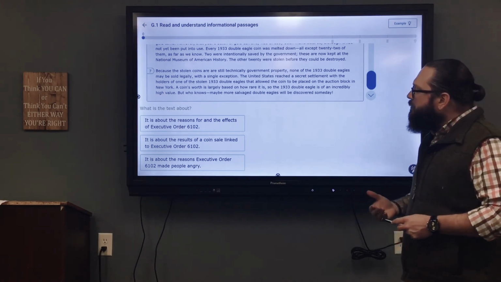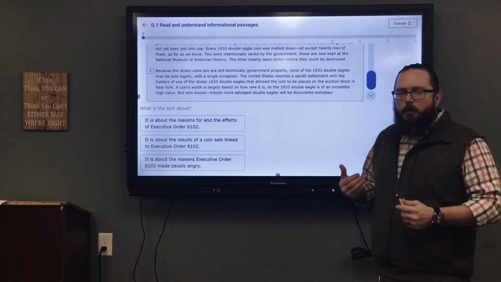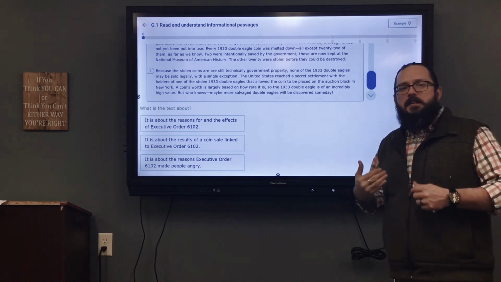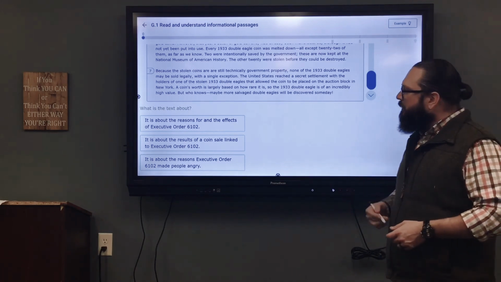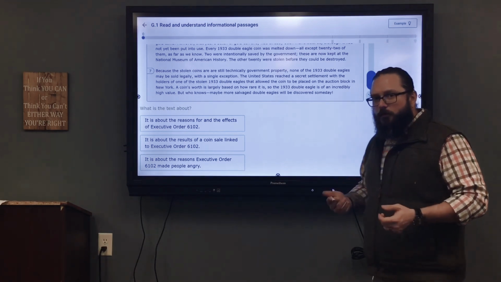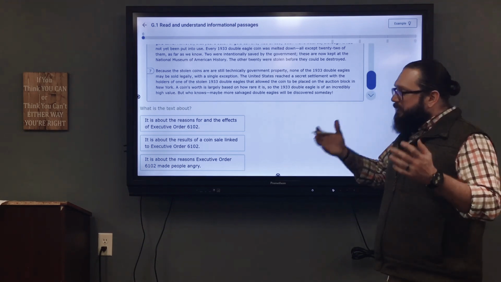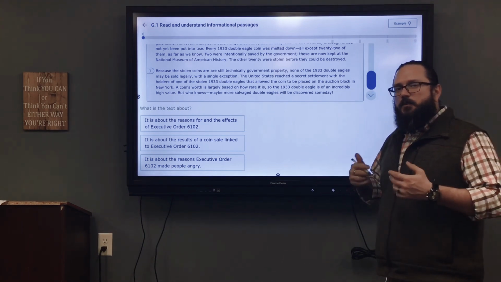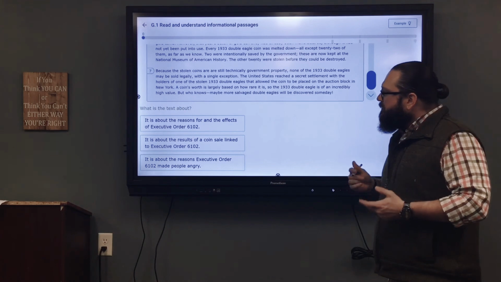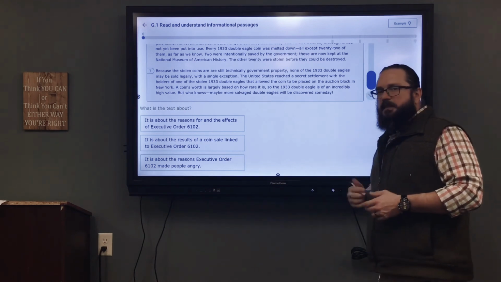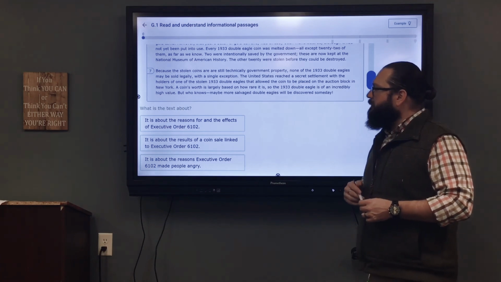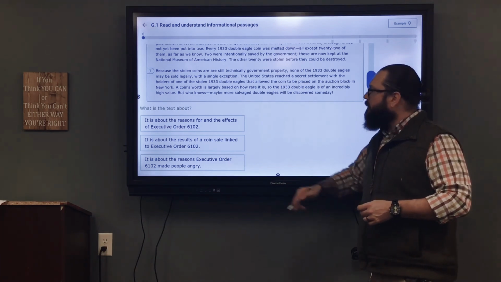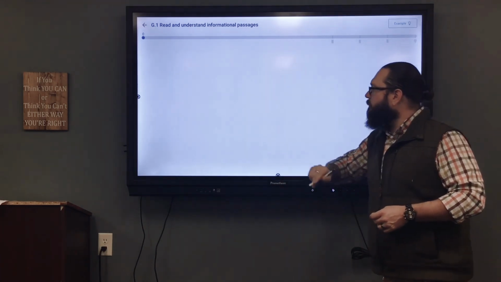Overall, the passage is going into detail about why the president issued this executive order and what happened as a result. Therefore, we can conclude that connecting the different ideas and details within the passage leads us to know that this text is about the reasons for and the effects of Executive Order 6102.